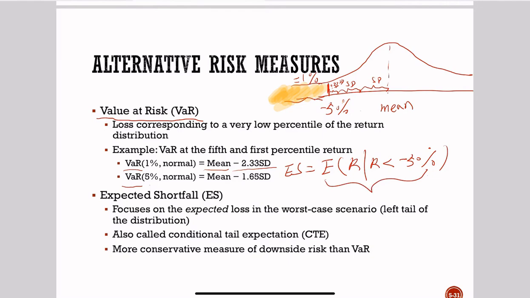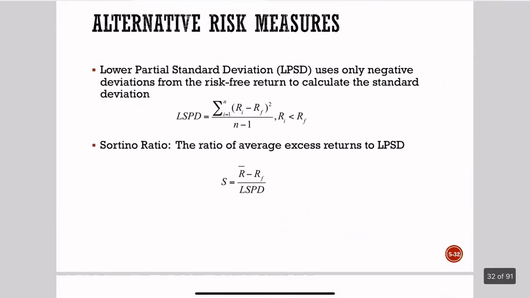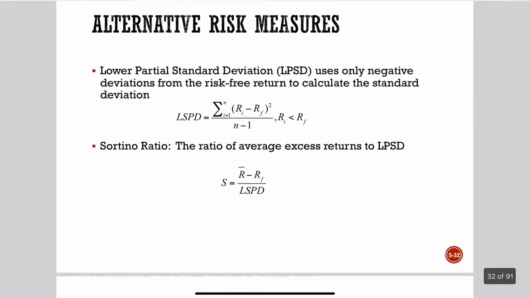So if you have difficulty understanding this formula, which is fine, because I will not ask you to calculate expected shortfall. Okay, the third alternative risk measure is called lower partial standard deviation. Well, this one is easy to understand. It basically means you're not calculating the full standard deviation. You will use a partial one. What does partial here mean?